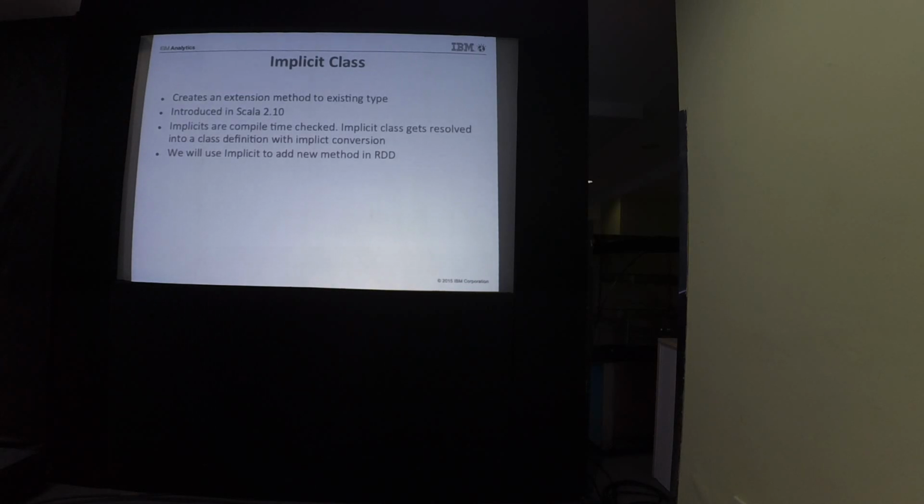But I want to add an operator to it without changing the actual RDD code. This operator I need just for a certain purpose. I have a big set of operations which I want to do in one. So we are using implicit classes. I am using implicit parameters, conversion, classes and so forth. This got introduced in Scala 2.10.